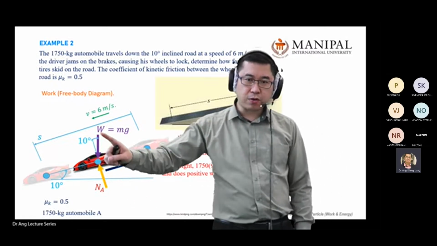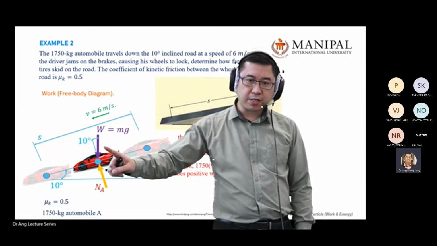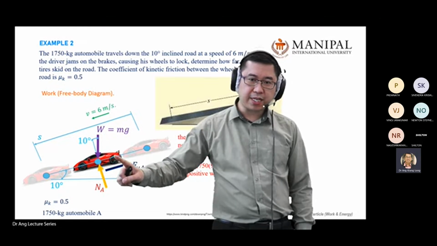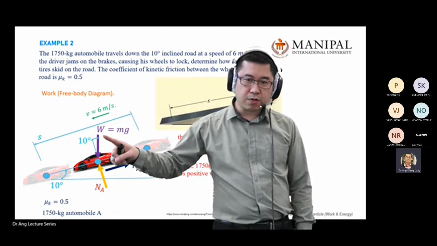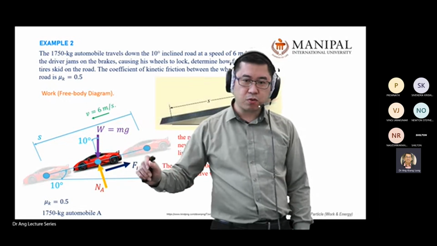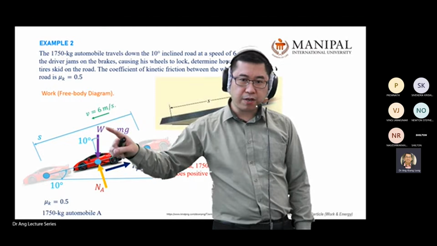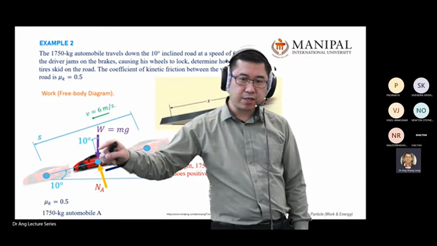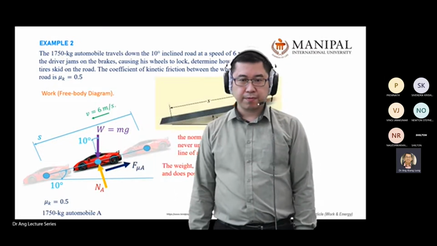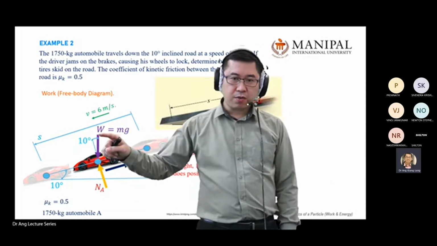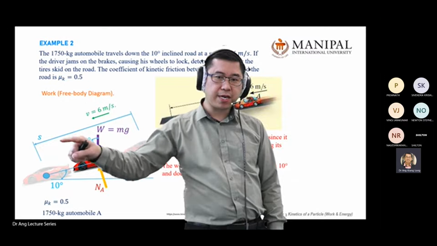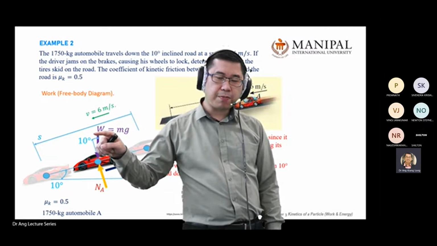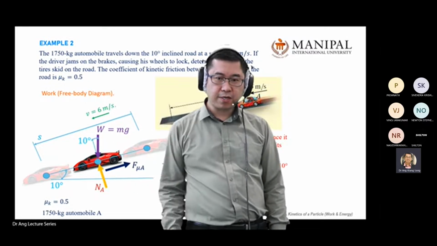So again, the weight has two components. One is moving down, at 90 degrees to the displacement, so the component going down doesn't do work. But there's one component of the weight going in this direction that is doing work. The weight component going in this direction is the same as your displacement direction, so this one will give you positive work.